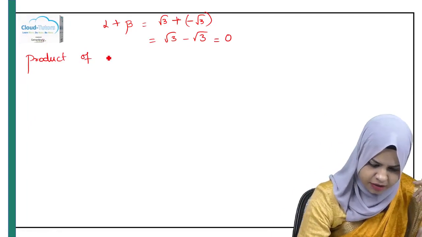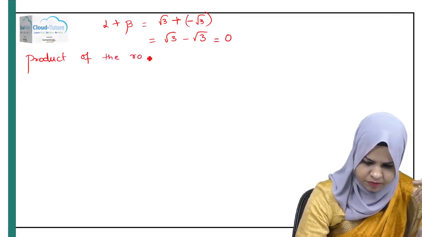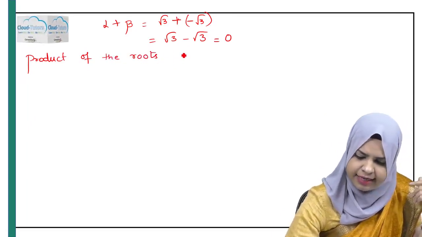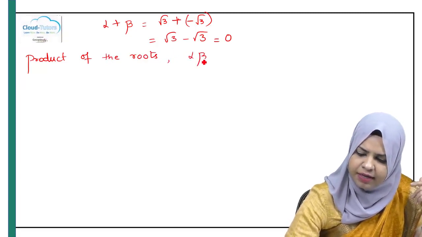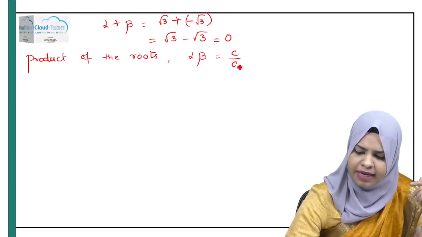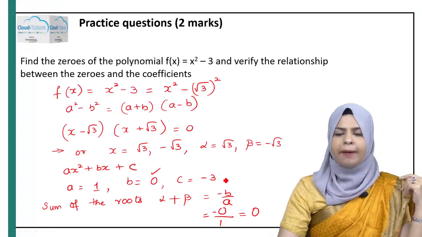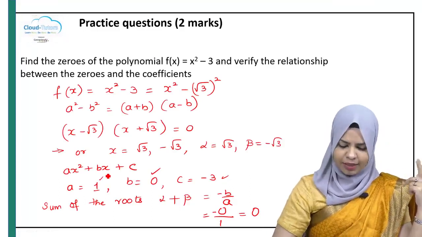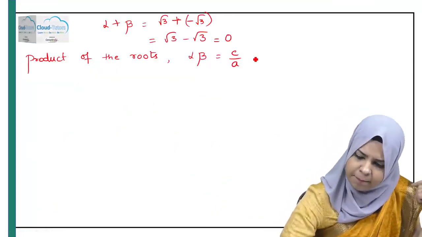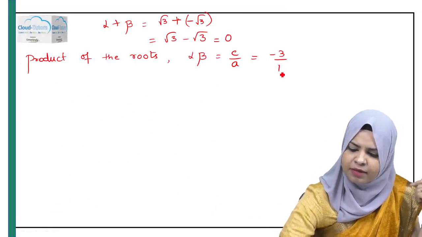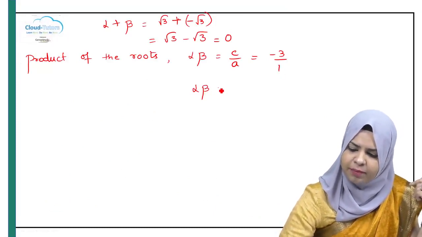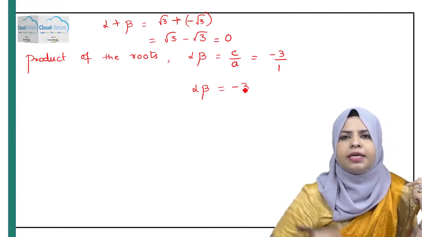Product of the roots. What is that? It is alpha beta is equal to c by a. So what is the value of c here? Minus 3 and a is 1. So let's do it. It is minus 3 by 1. So that is nothing but alpha beta is equal to minus 3.